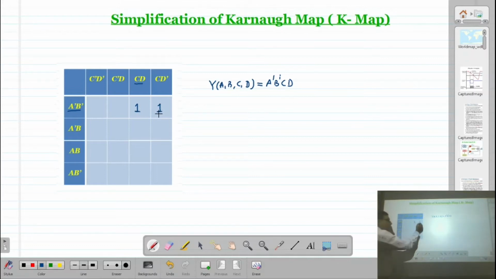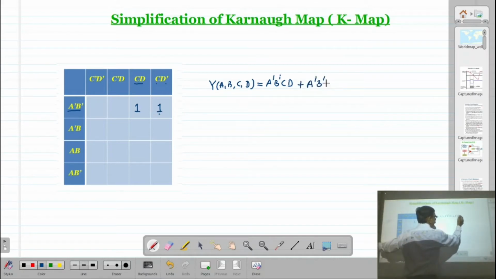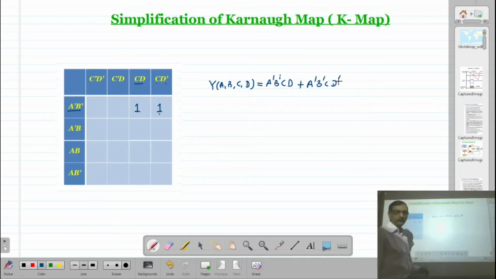Now for this one, for this high level, if we see what is the fundamental product, then it is a prime, b prime and c d prime will be there. So I will write a prime, b prime, c d prime. So in this way, if high levels are there in the Karnaugh map, from these high levels you can write this kind of Boolean expression.